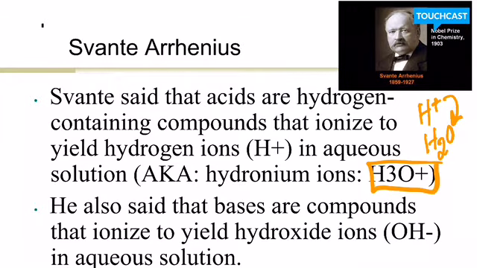This is known as the hydronium ion. Instead of saying H2O, we sometimes say H3O+, and because it is an ion, we put that little positive charge on there. Alright. Anyway, he also said that bases are compounds that ionize, and when they do, they produce hydroxide ions. Alright, so acids make hydrogen ions, hydroxides make OH-.